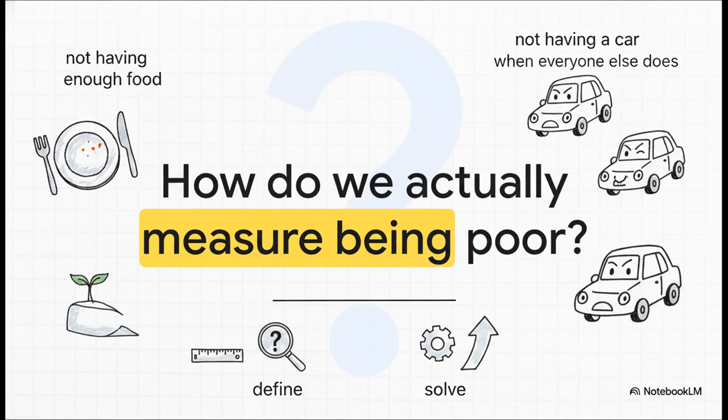So how do we actually measure being poor? Sounds like a super simple question, right? But think about it for a second. Is being poor about literally not having enough food on the table to survive? Or is it about not having a car when literally everyone else in your neighborhood drives one? Okay, let's dive into this. To solve this measurement problem, economists take this massive concept and split it into two completely distinct categories. Because you can't fix a problem until you measure it, and you definitely can't measure it until you define what kind of problem it really is.